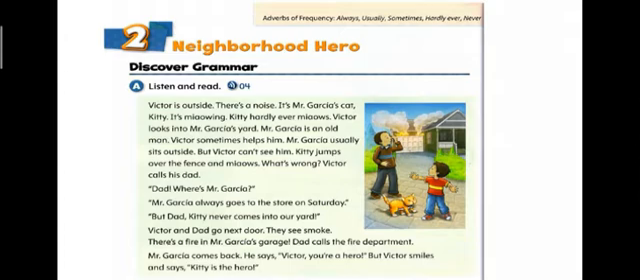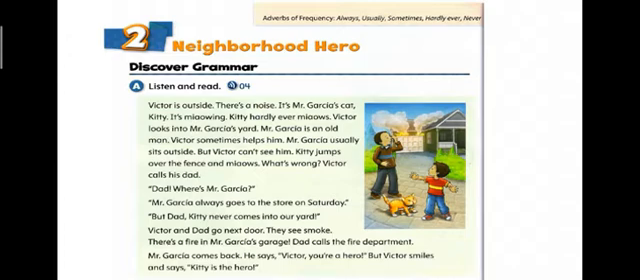Victor is outside. There is a noise. It's Mr. Garcia's cat. Kitty, it's meowing. Kitty hardly ever meows. You remember hardly ever? We use hardly ever when we want to say that something hardly ever happens, like something that happens once a month or once a year. That means the cat doesn't like to meow, so if it meows now, something wrong happened. Keep listening because you're gonna know it now.